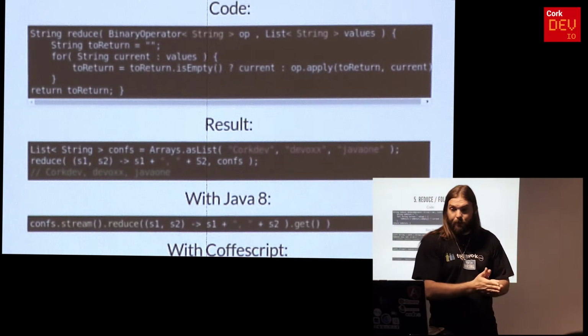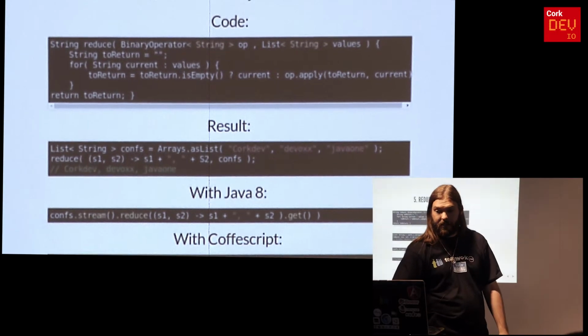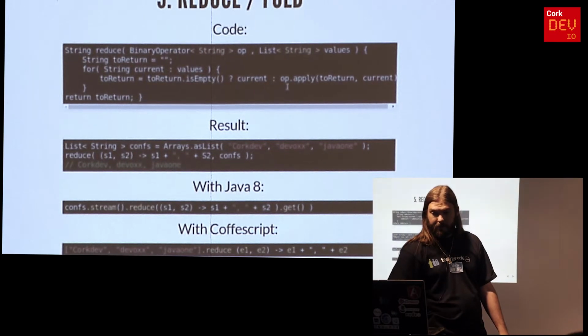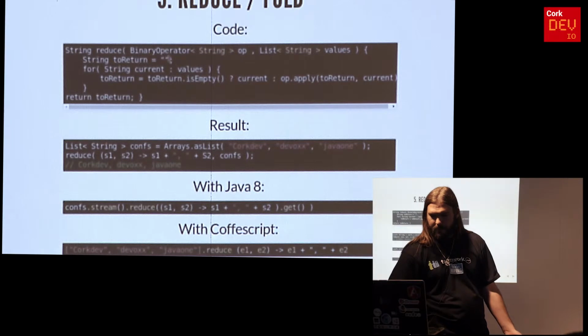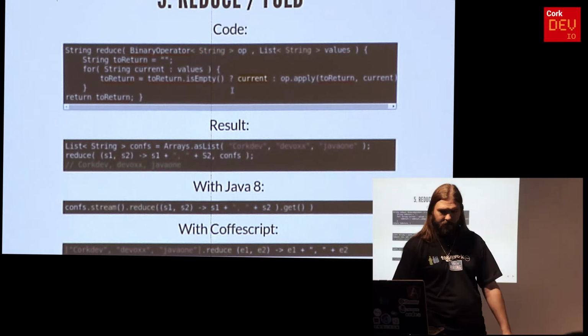If you want to implement that, reduce is something that takes an operation, in Java a binary operator, and a list. You will iterate on every element of that list, and you will return the operation between two elements of your list. In that implementation, it's a ternary operation here just because you don't want to do that for the first element. That's it.